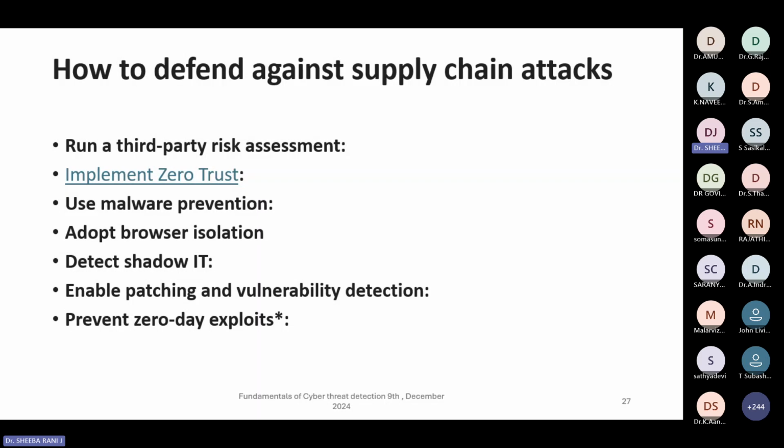So how to defend against supply chain attacks? Because supply chain attacks cause huge loss. Sometimes if a person buys something and installs it, and it creates these attacks, there will be a whole loss, more losses and all those things, right? So these are the many things we are saying here, right?